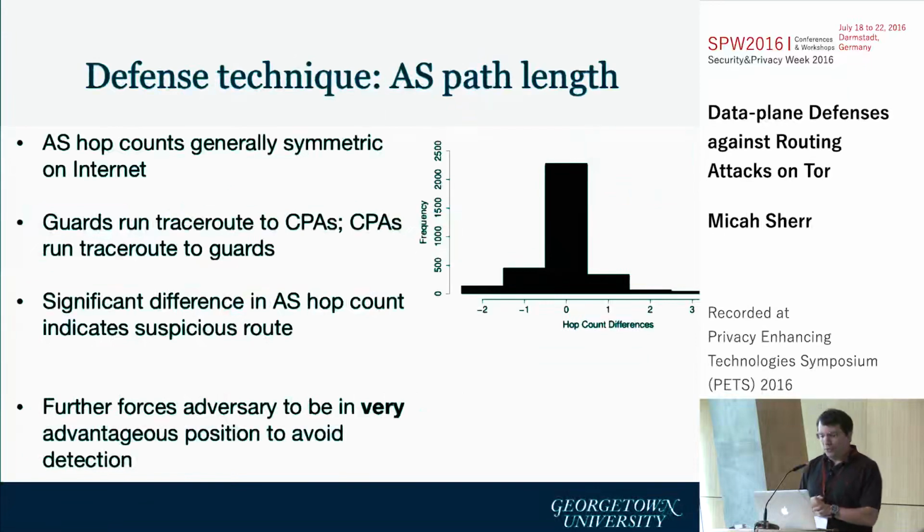As a second defense mechanism, we consider AS path length. Now, it's not the case that paths on the internet are symmetric. A lot of the time they're not. But one observation that we made through some empirical measurements is that the hop count from Alice to Bob is approximately the same as from Bob to Alice. And we can use this heuristic to, again, discover routes that seem anomalous and use that to raise some concern.